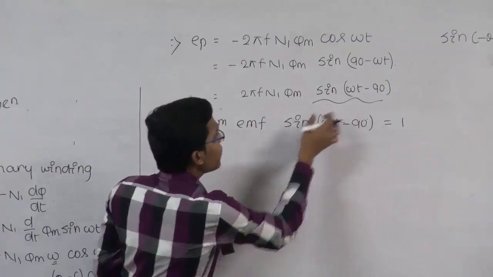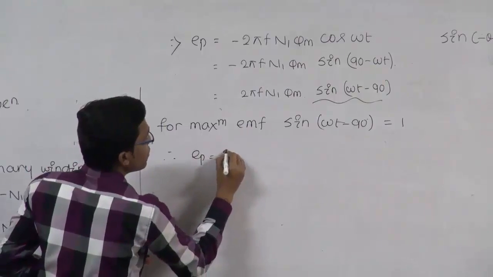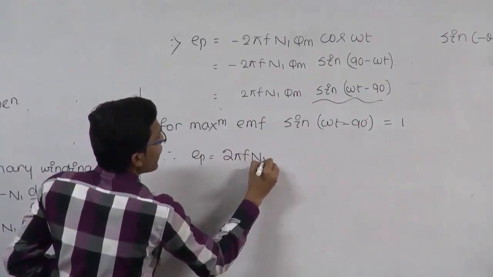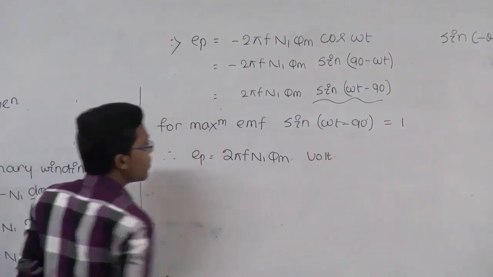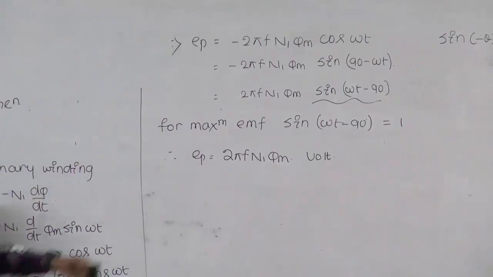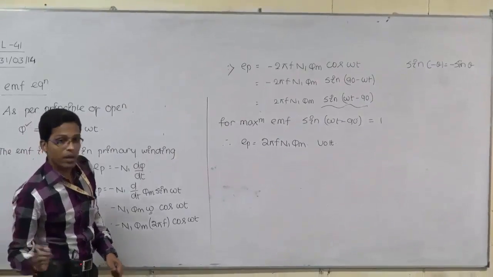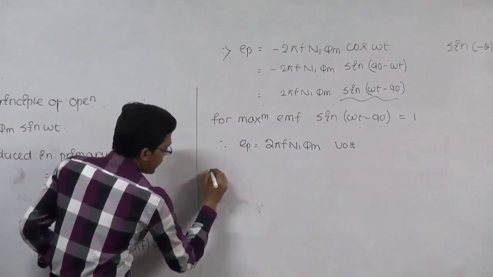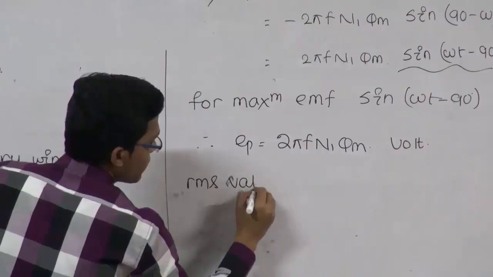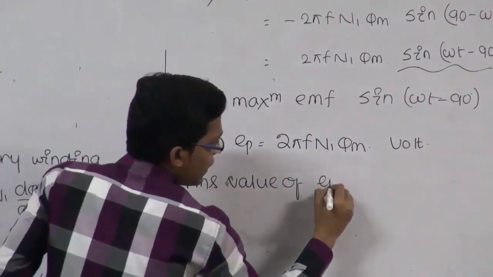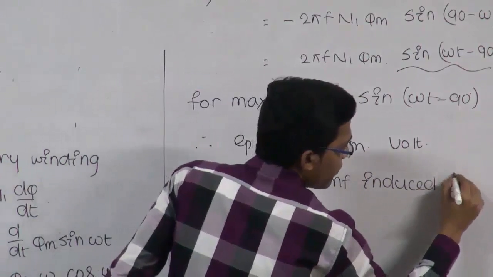So if this part is 1, then we get EP = 2π f N1 φm. This is the voltage induced in the primary winding, so this is the maximum EMF. But you have to find the RMS value of the EMF induced in the primary winding.